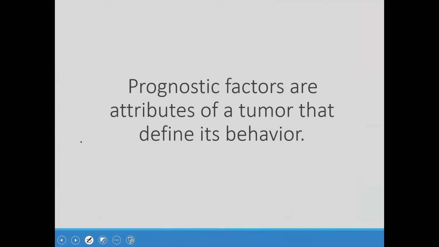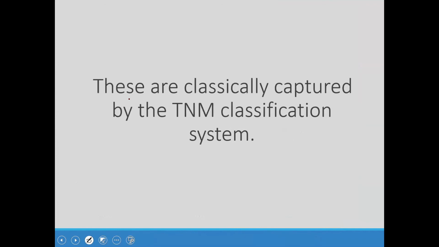Another important feature of what the surgical pathologist will do is that they'll be able to provide prognostic factors and predictive factors concerning the tumor. Prognostic factors are attributes of a tumor that define its behavior. And these are classically captured by a system called the TNM classification system. T stands for tumor, which refers to the tumor size or the depth of invasion. The N stands for nodes, which implies how many nodes are involved regionally. And M stands for metastasis. And I think you should have covered this in your GenPath course. But if not, you're going to hear a little more about this in a moment.